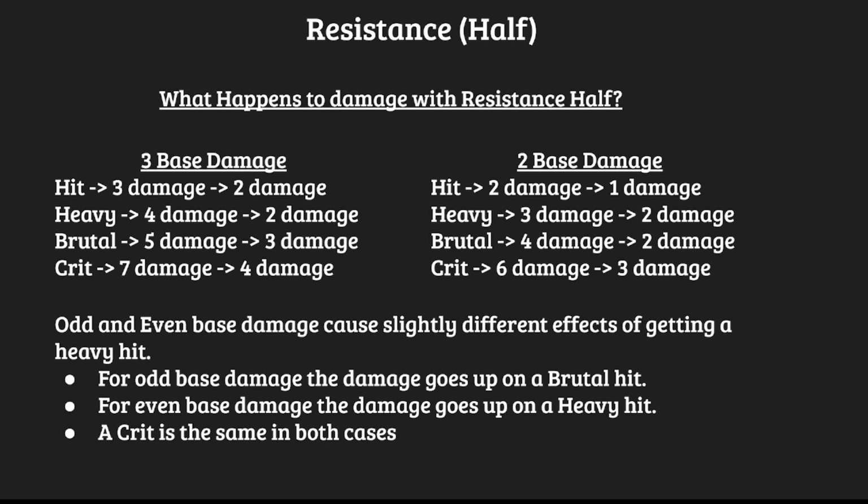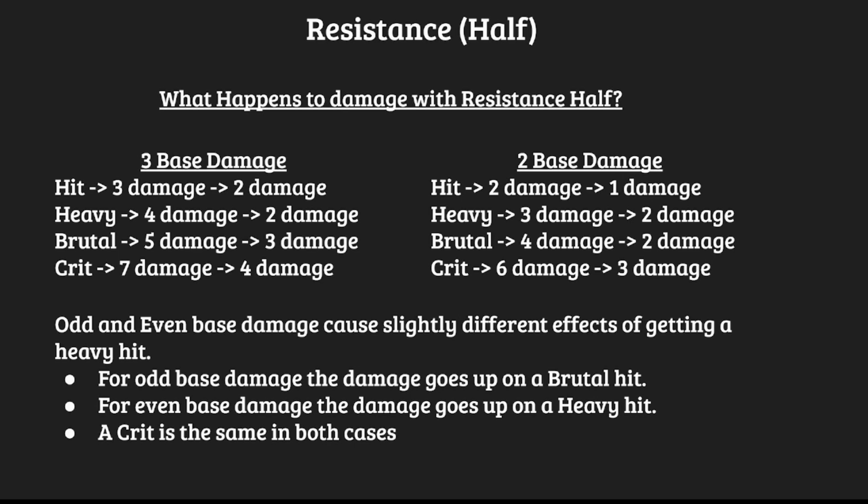But for an even base damage weapon, the damage goes up on a heavy hit and every other kind of hit. So it'd be a heavy hit, which is when I'm succeeding by 5, and when I'm succeeding by 15, which some people call brutal +1, or when I'm succeeding by 25 or 35, etc. The interesting part though is the crit is the same in both cases because we're adding 2 damage. That's always going to have the same impact on both of these. So this is why it's a little bit nuanced.